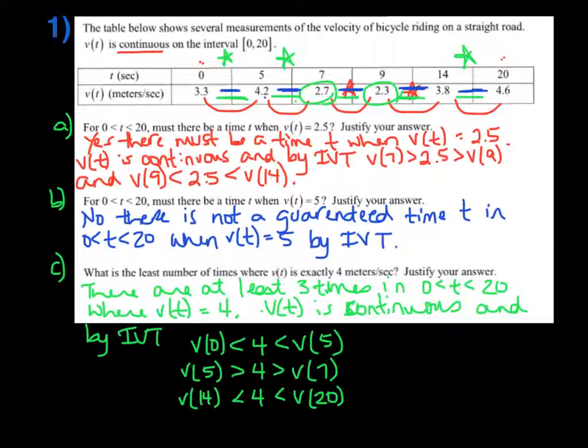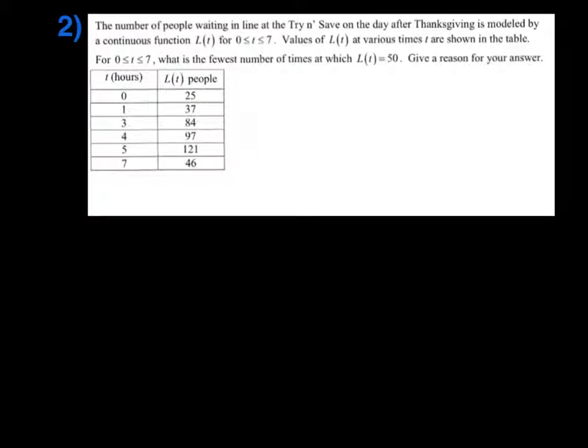Okay, let's move on to number 2. Okay, I'd actually ask you to go ahead and give this one a try. The number of people waiting in line at the Try and Save at the day after Thanksgiving is modeled by a continuous function L(t) for 0 ≤ t ≤ 7. Values of L(t), so L(t) is supposed to be like the number of people in line, at various times t, different times, are shown in the table from 0 to 7. What is the fewest number of times at which L(t) is going to equal 50? Give a reason for your answer.